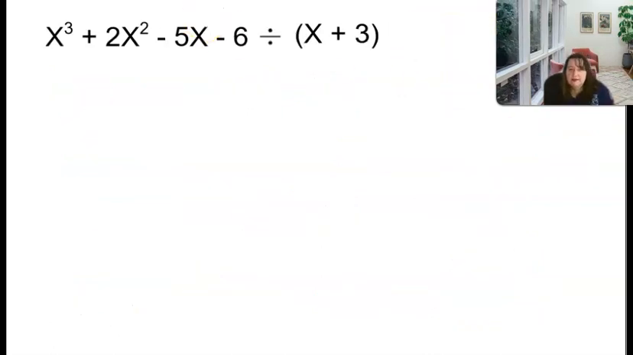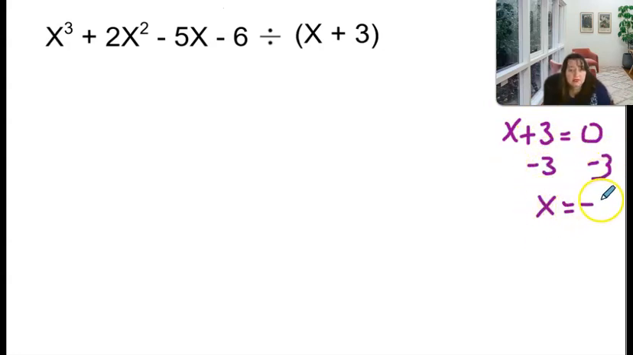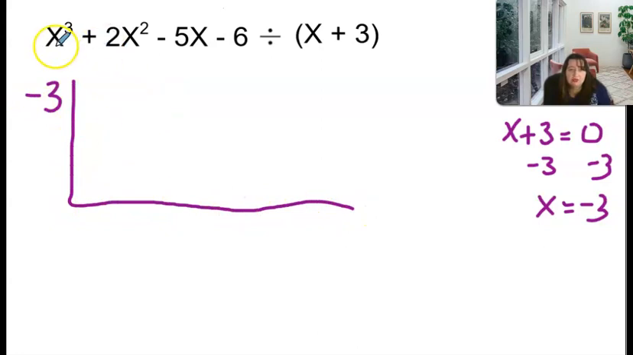So let's try this one. This one, I still have to do my x plus 3 equals 0. I'm going to subtract 3 from both sides. I end up with x equals negative 3. Okay, so I'm going to use my negative 3. I'm going to go ahead and write my coefficients. In the 3, I have a 3, 2, 1, 0, so we're good. I don't have to add any zeros in there. I have a 1, I have a 2, I have a negative 5, and a negative 6.